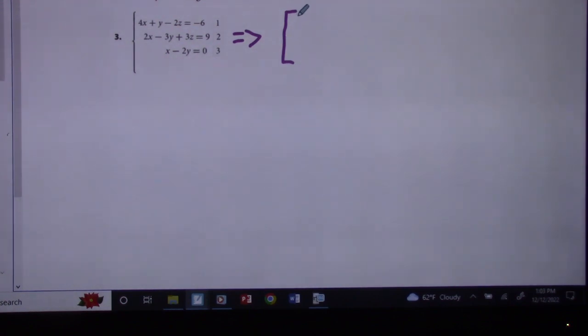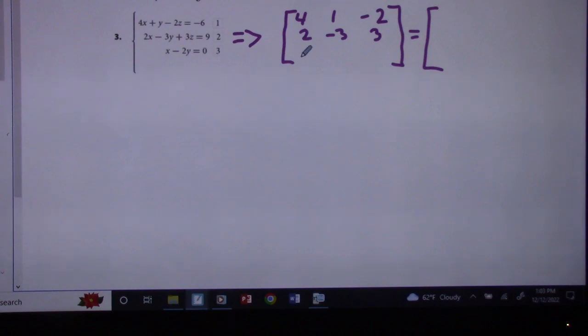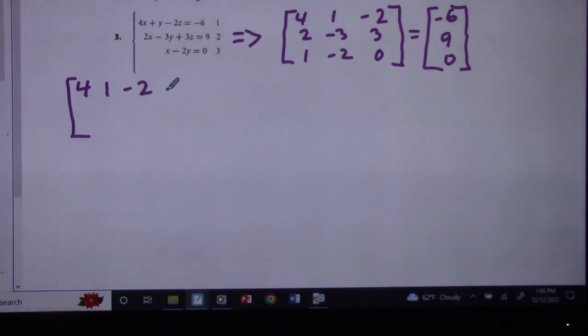So what you have is this 4x plus 1 and negative 2 for z. And then we're going to have this row down below, we have 2, negative 3, and 3. And lastly, we have 1, and then negative 2 for y. And how many z's do we have here? 0. So 0 goes here. And so what we do next is we put the right side here, this negative 6, and then we have 9 and 0. And so that's what we call our matrix, and we can consolidate that into a single augmented matrix by going like this: 4, 1, negative 2, negative 6. And then our second row in the augmented matrix is going to be 2, negative 3, 3, and 9. And finally we have 1, negative 2, 0, 0. So this is what's called an augmented matrix.